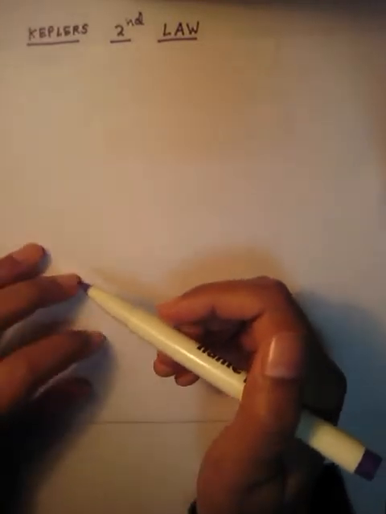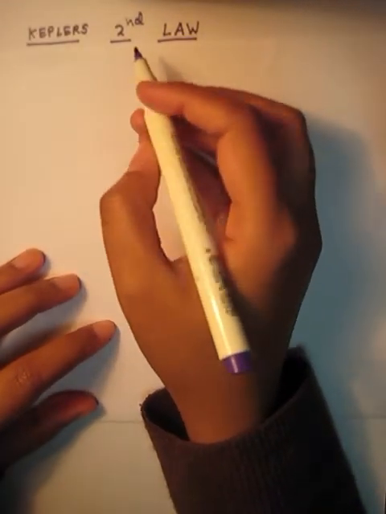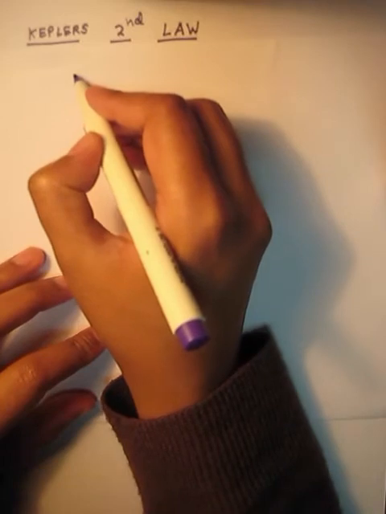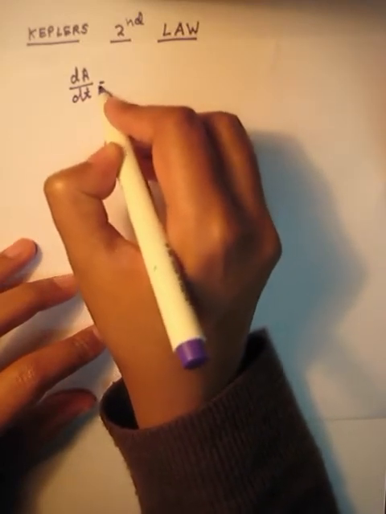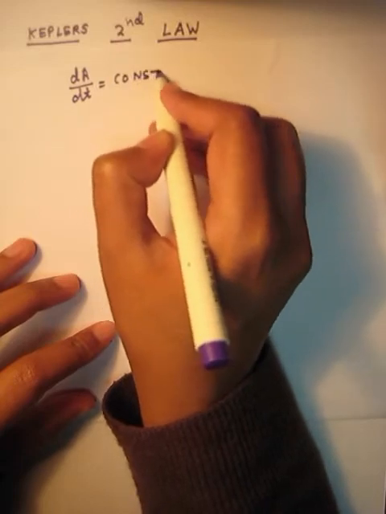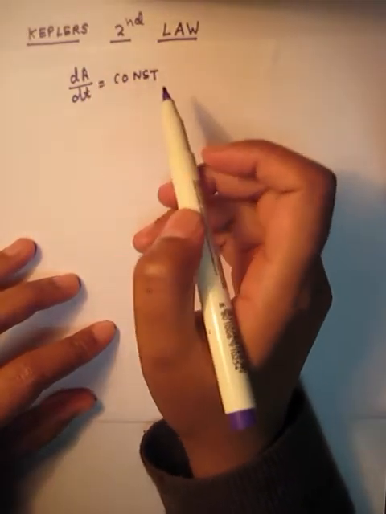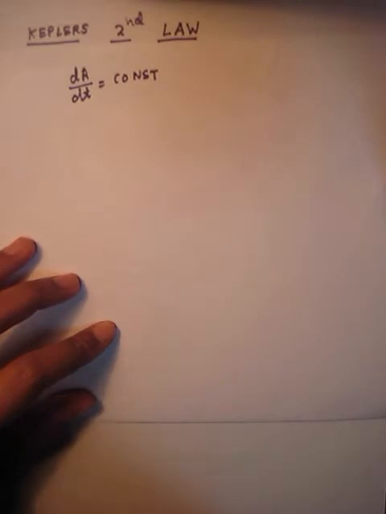Now we are going to study Kepler's second law. Kepler's second law states that for the planets, dA upon dt is equal to a constant. In one line, this is Kepler's second law.